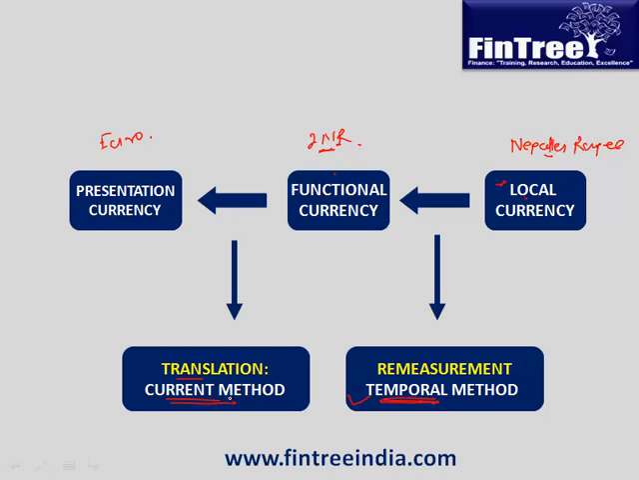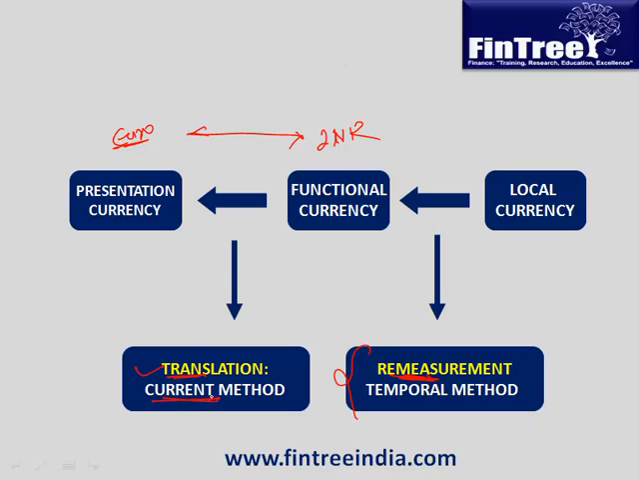Now see, how do I think of this? When I want to convert from the Nepalese rupee to Indian rupee, it's a temporary conversion because the eventual conversion has to be in US dollar. So since it is a temporary conversion, we would be using the temporal method, or we would be calling this process remeasurement. But from Indian rupee, when we want to eventually convert to euros, this is in a way a proper conversion, or we would be calling this translation or the current method. Okay, so let's do a few examples.